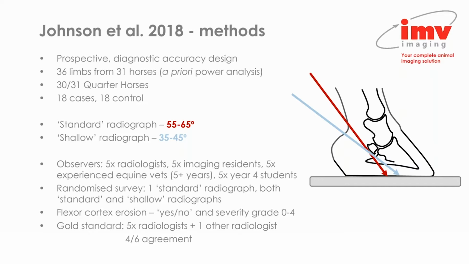The gold standard by which each horse was categorized as either being a case or control, and against which the observers' grading was assessed, was a radiographic diagnosis made by the 5 radiologists who were also the observers, in combination with 1 other radiologist. And there had to be a consensus agreement of at least 4 out of the 6 radiologists in order to be able to categorize each foot as being a case or a control.